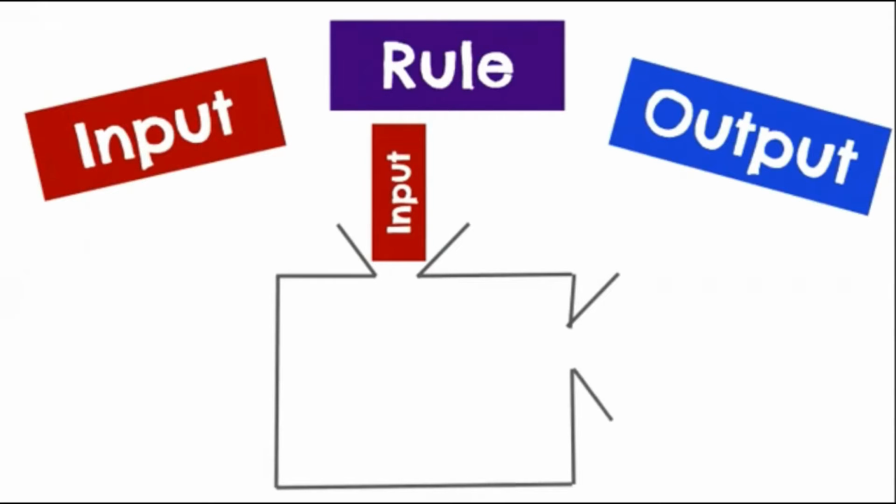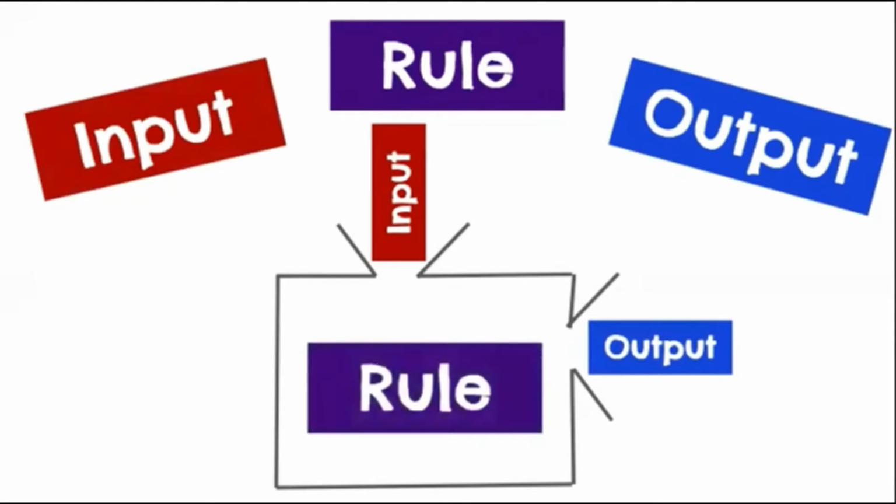The output, on the other hand, is our ending point. It's what comes out of the function and is what the result of the rule changing the input is. It is important to note that every single input has only one output. Now we have the rule. The rule is what tells us what to do to an input to get its corresponding output.